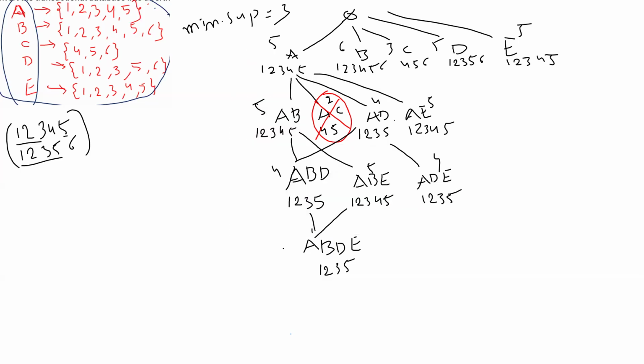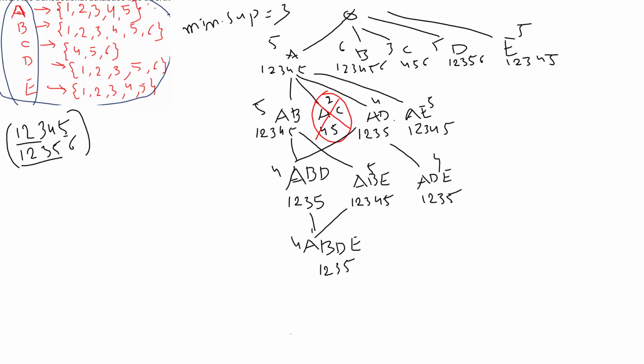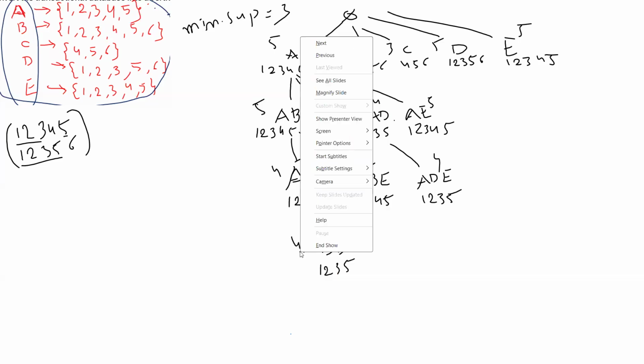Support of this will also become 4. Now, what are the rules that we derived from this? Association rules that came up from this. But before writing the association rules, now we go to the second lattice.